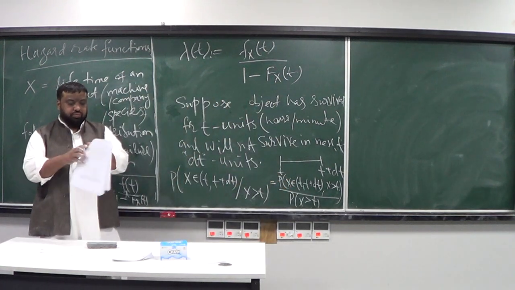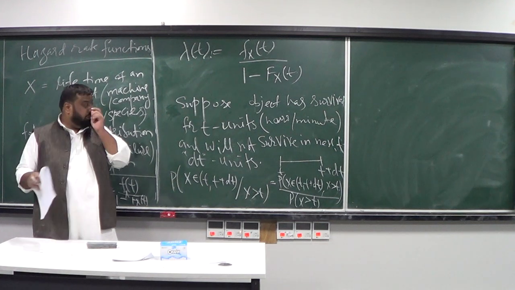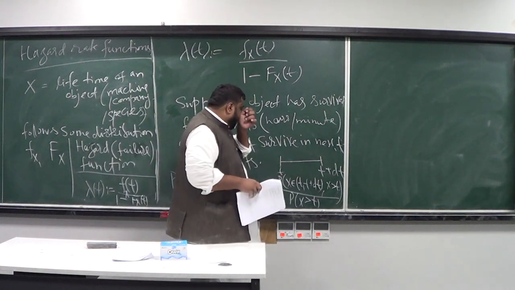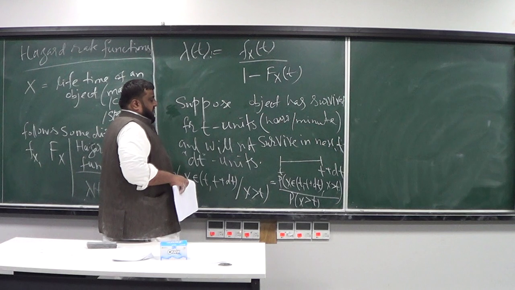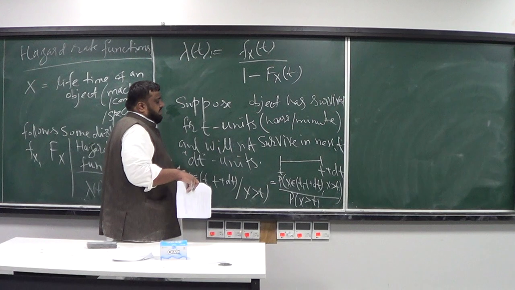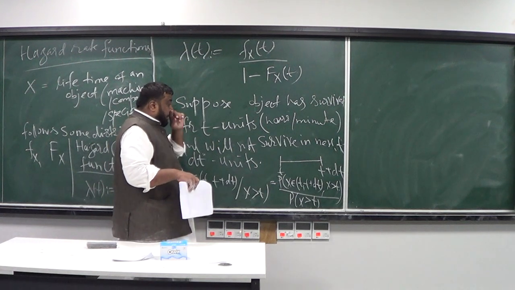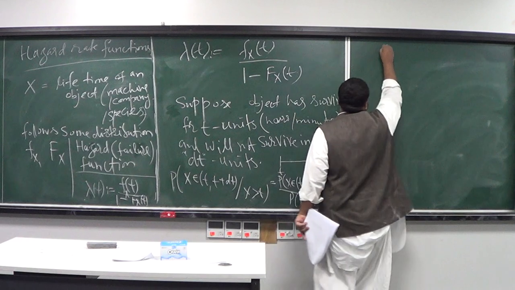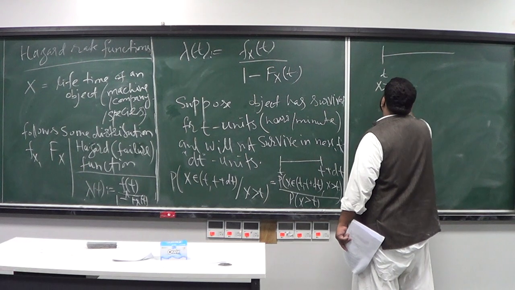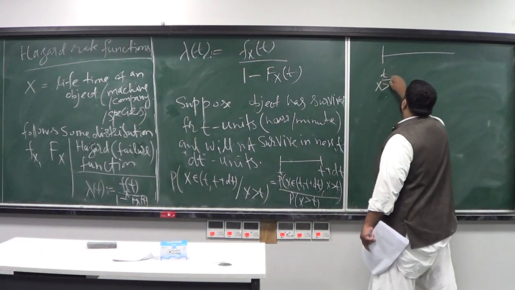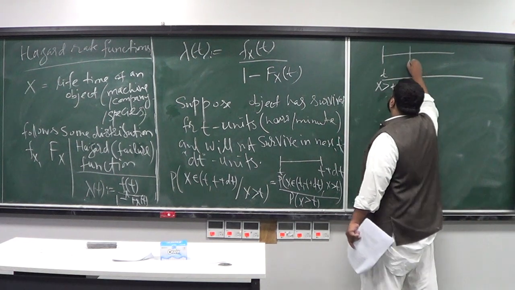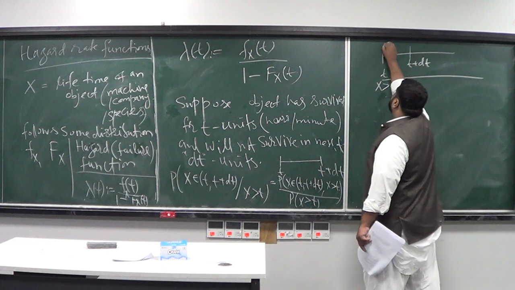Now let's think about this intersection. Which of the events is the bigger and which is smaller? For x bigger than t, so if t is an instant, then x bigger than t is all of this line actually, while x between t and t plus dt is just this small part.